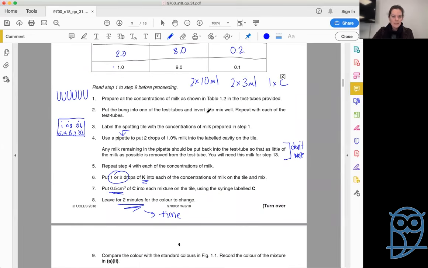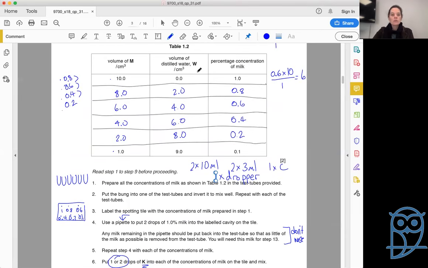So let's head back here and think again. We had 2 by 10 ml, 2 by 3 ml, 1 by copper sulfate, and how many droppers did we have? We had only 1 dropper. So you see now that we're going to have to do some cleaning. If we look at our volumes of M and W that we're using for our dilution, then these are our 2 by 10 mls. So we're going to have 1 10 ml for M and 1 10 ml for W.